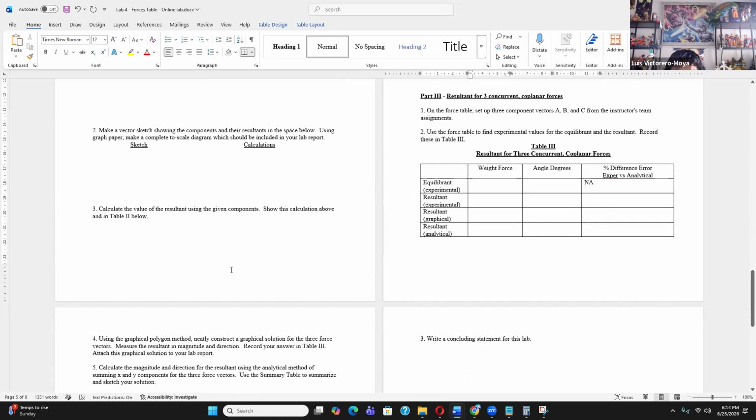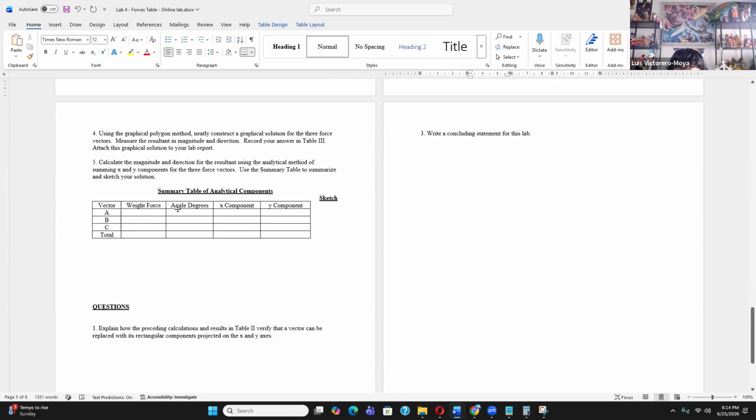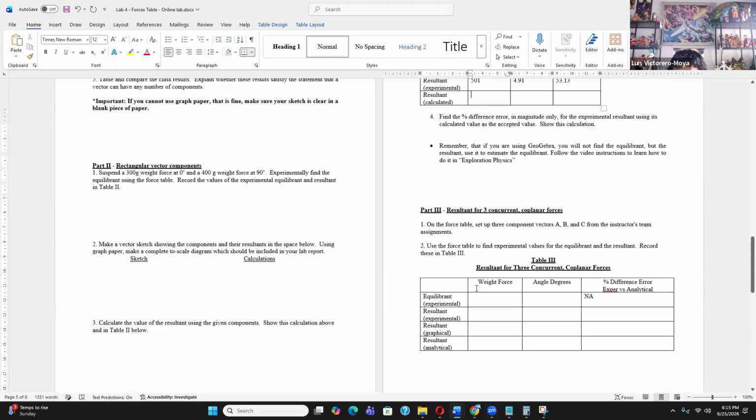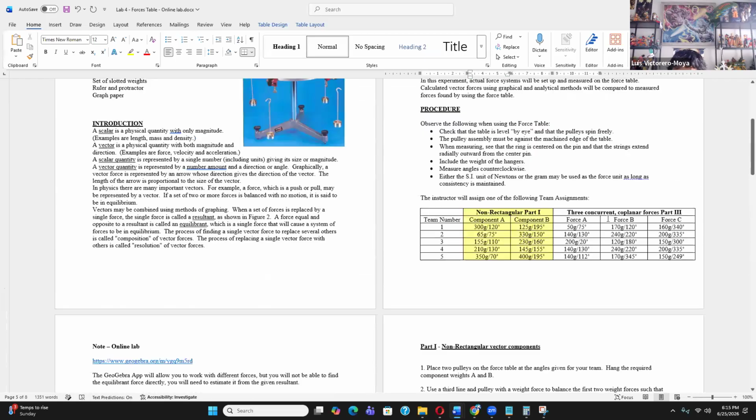Okay. What about part 3? Part 3, you have now 3 forces. And the thing is that I give you this table because you're going to find the x component and y component for each of the forces. And then you can do this. So I want to give you a head start for that. I'm going to use these values here.